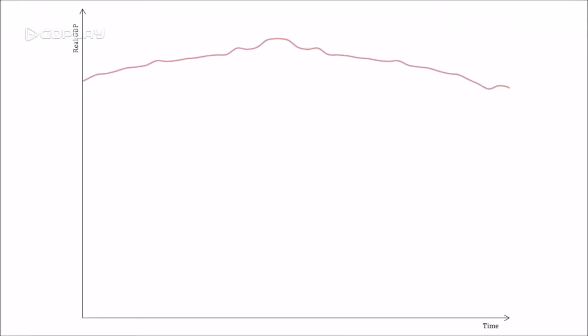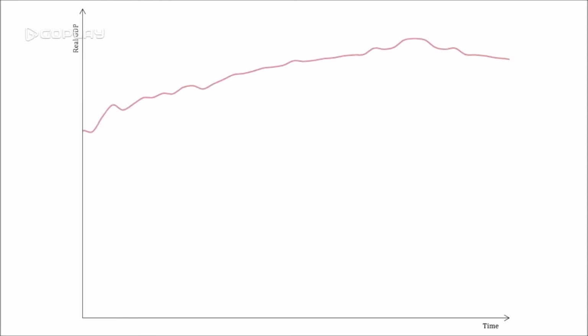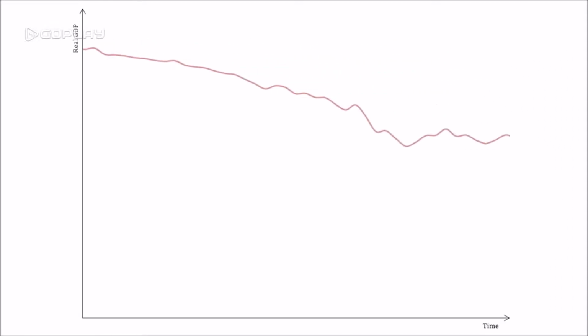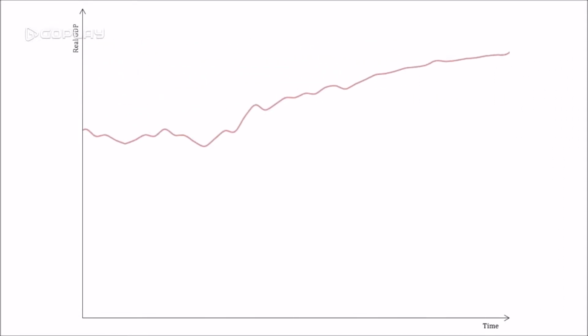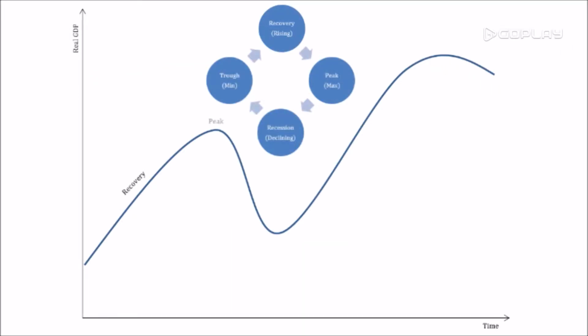Every economy goes through ups and downs in its level of economic activities. This phenomenon of economic ups and downs is known as the business cycle. Every business cycle consists of 4 phases: peak, recession, recovery, and trough.